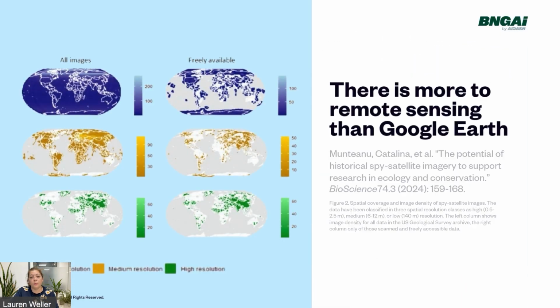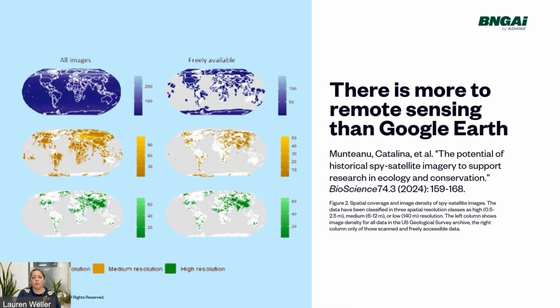So when we think about remote sensing, we often think about Google Earth, but there is a lot more to remote sensing than Google Earth. While Google Earth offers convenient, accessible imagery, it has significant limitations for ecological research. Its algorithms often distort and manipulate images to improve the visual continuity and resolution, which can compromise the accuracy needed for precise ecological observations and area measurements.